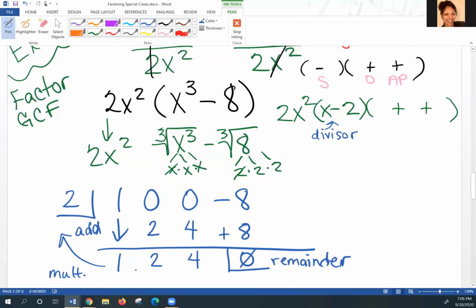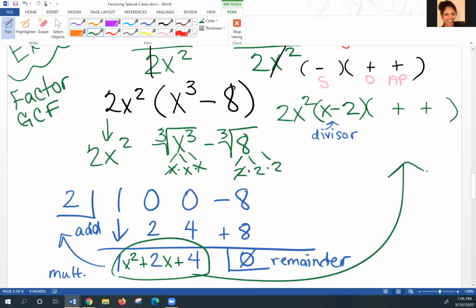Now I take this information, and that's what's going to go as my trinomial. I just have to replace the variables in it. So since I started with x cubed, that means this will be x squared. We already know that's plus. This will be x, and this will be a plus 4. I take this information and put it in for the trinomial over here. X squared, 2x, and plus 4.